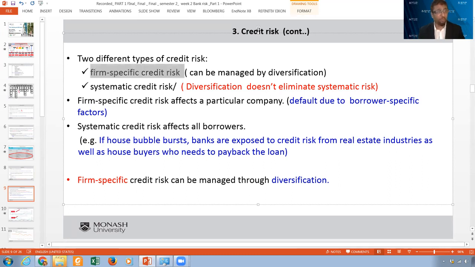Now, just one more thing before I move from this slide. When we talk about firm-specific credit risk, we can manage it. How can we manage it? With diversification. And this is what banks and big financial institutions do. Under very strict and disciplined and specific expertise, you can develop your portfolios. So you will have so many companies and so many investments inside your portfolio. Some companies will lose and some companies will gain.